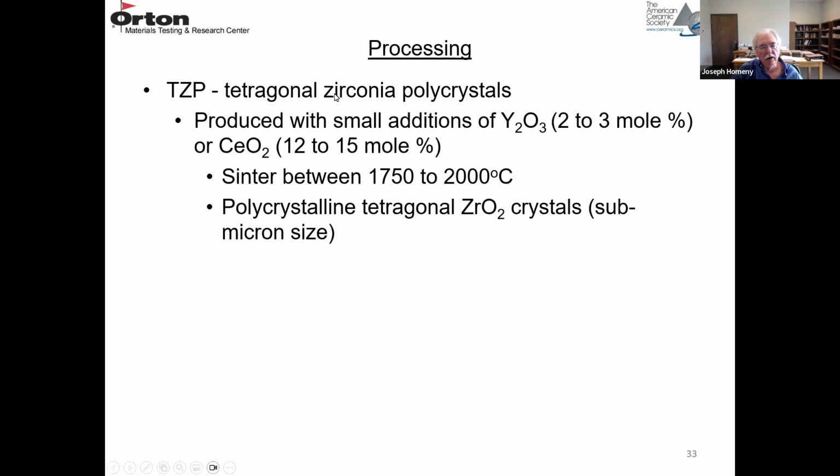And then TZP is tetragonal zirconia polycrystals. So you're going to have a minor amount of additions, maybe a few mole percent, Y2O3. Cerium oxide is another stabilizer. That one takes a little bit more, 12 to 15 mole percent. So you sinter these at high temperatures up to 2000 degrees C. And you're going to have a microstructure of very fine crystal, submicron crystal sizes. And you're going to end up with all polycrystalline tetragonal ZrO2. There's going to be no monoclinic or no cubic.